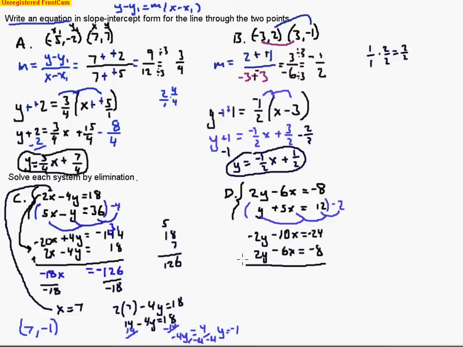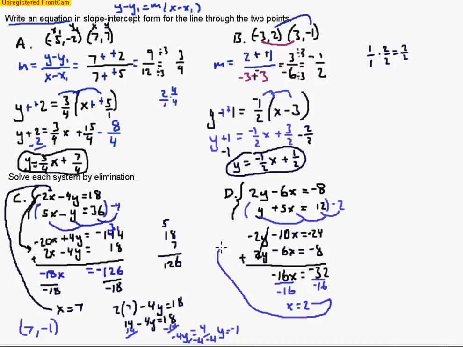So when you add this stuff together, those y's cancel out, leaving us with a negative 16x equals, and this ends up giving me negative 32. Well, when you do the division, you end up with a positive 2 because the negative signs cancel out. I divide by negative 16. x equals 2. So you just take that 2 and put it back into one of these equations.